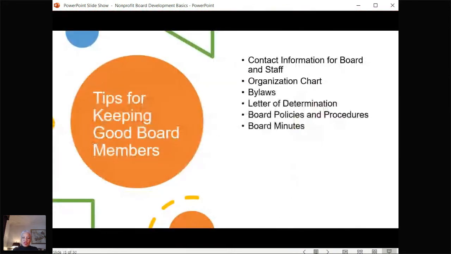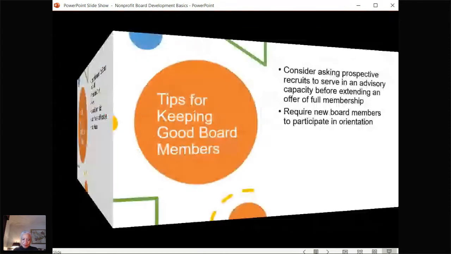All right, you also want to make sure you keep contact information for the board and the staff. You want to share that with all the board members so that there's communication between meetings ongoingly. And then you want to have an organization chart so they can understand how the workflows, how decisions are made. And you want to share your IRS letter. You want to share board policies and procedures, the board minutes. And if I didn't say bylaws, the bylaws.